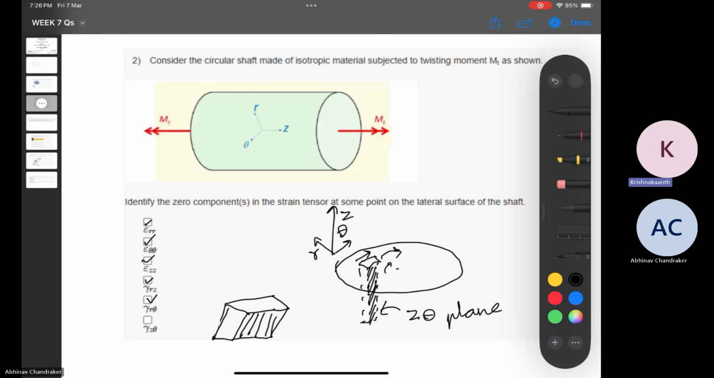I thought that here, in the RZ plane, a clockwise, anti-clockwise movement is being applied. So I thought the RZ plane will experience the shear.